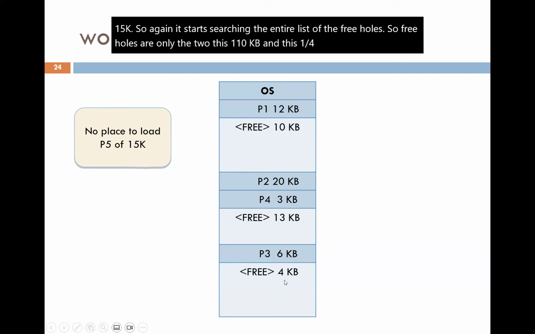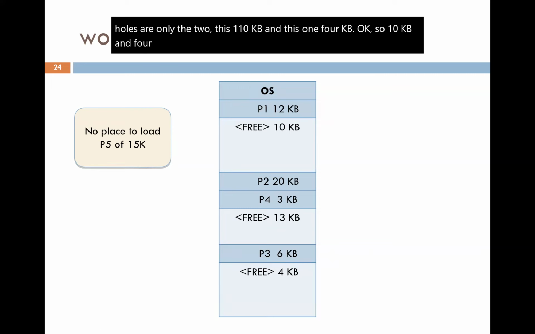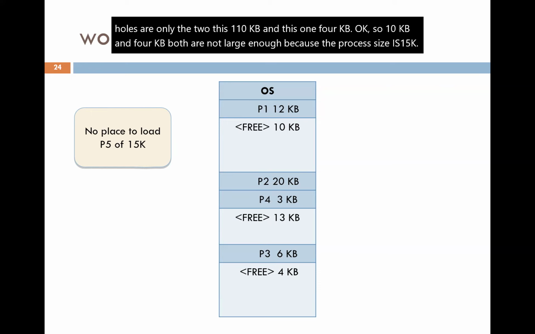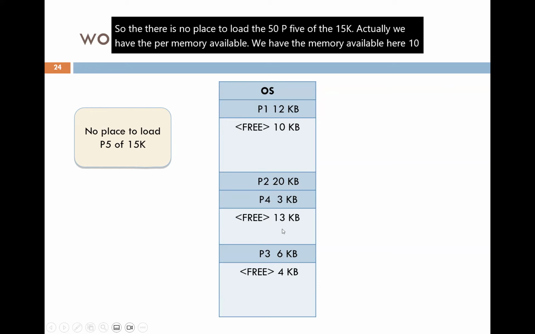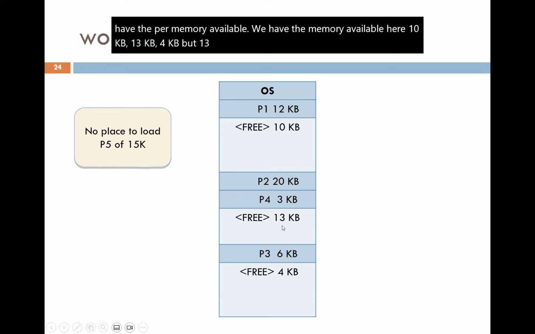Okay, so 10 KB and 4 KB, both are not large enough because the process size is 15K. So there is no place to load the P5 of 15K. Actually, we have the memory available here: 10 KB, 13 KB, 4 KB, but 13 KB is internally fragmented, which we cannot use. And even if we have the memory available, it is in a non-contiguous fashion.